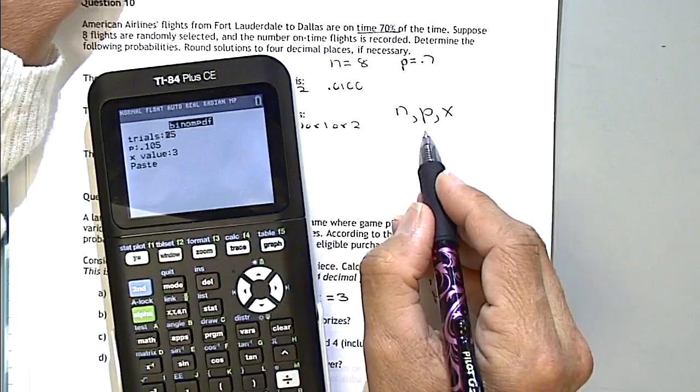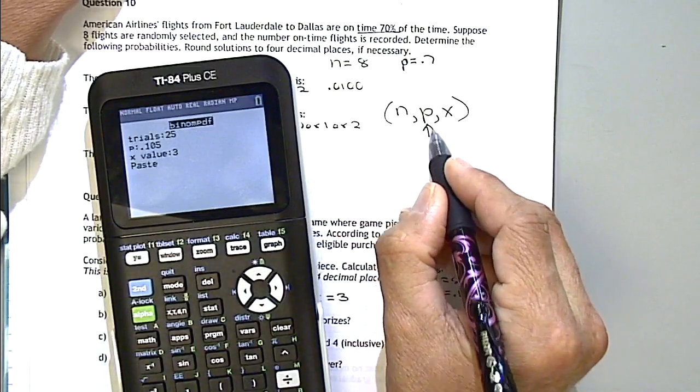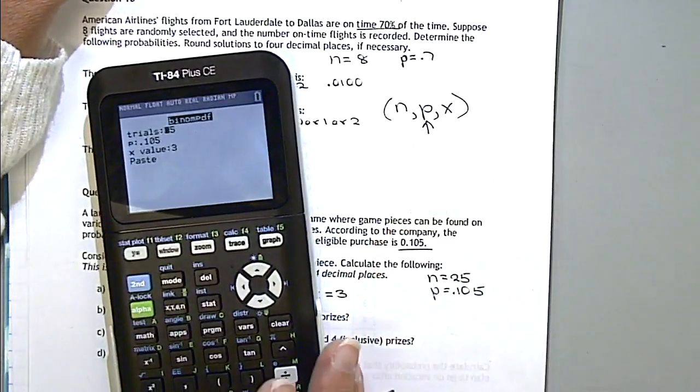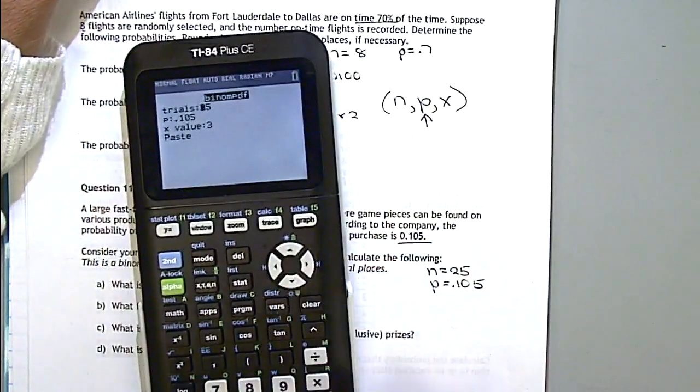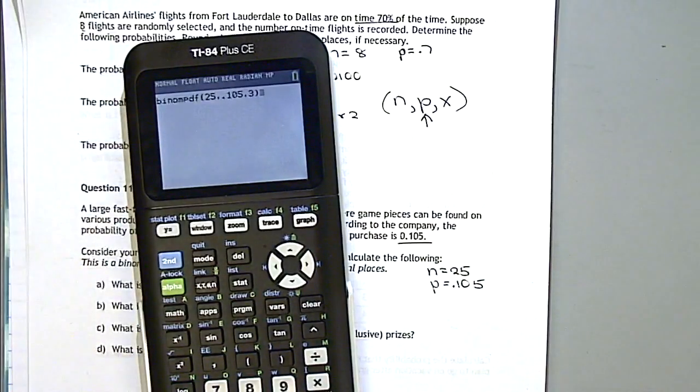And understand that p is going to have a decimal in it, okay? So it's going to look like this. I'm going to enter, what do I have? I already got this one in there. 25 is my number of trials, that's n. P is 0.105, x is 3, and it says paste it. That's what yours would look like if you don't have that little menu thing. You would type it in like that.